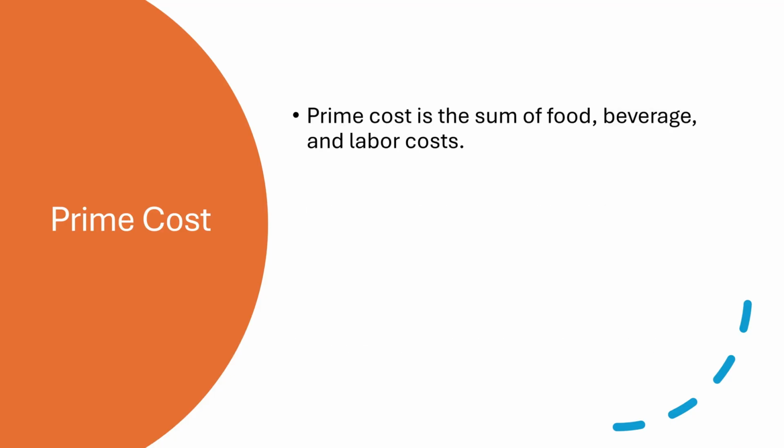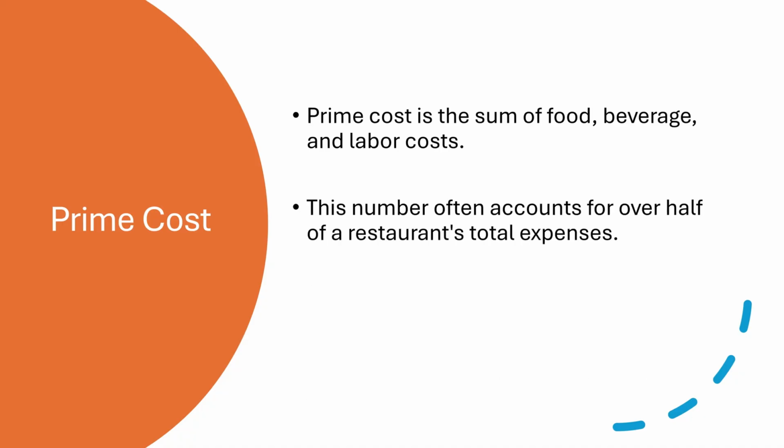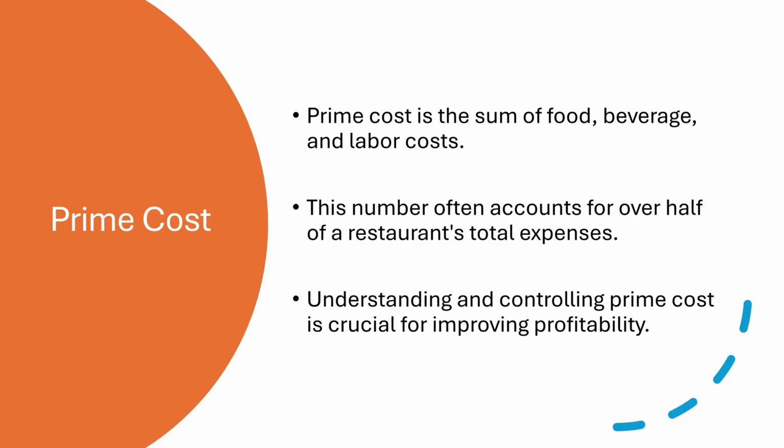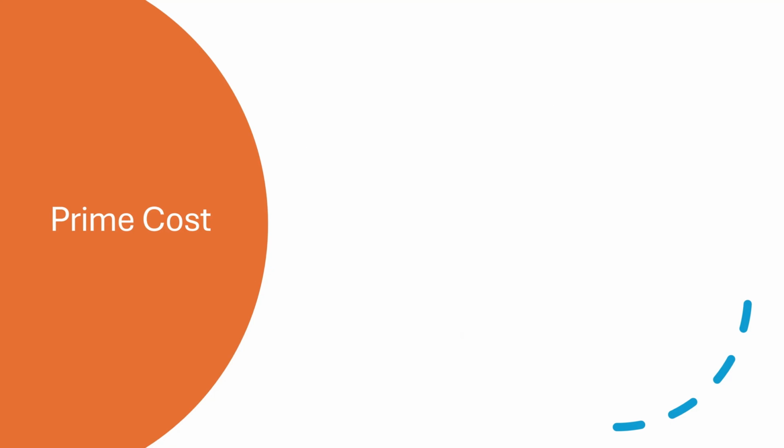So again, prime cost is the sum of food, beverage, and labor costs. All three of those. We had that on the profit and loss statement, which is great. This number often accounts for over half of the restaurant's total expenses. As you saw in that example, high 60s, 67 or 68%. It's high. We'll show you coming down the road here what they really should be based on the type of restaurant that's being run. And then understanding and controlling that prime cost through different things that you can do is critical for improving profitability.